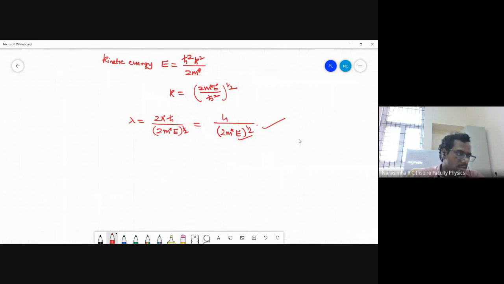Now the fourth one is the magnetic length. I don't put any notation. So what is this magnetic length? How many of you know the Zeeman effect? Can anybody tell me what the Zeeman effect is? Yes, sir, can you tell me what the Zeeman effect is?